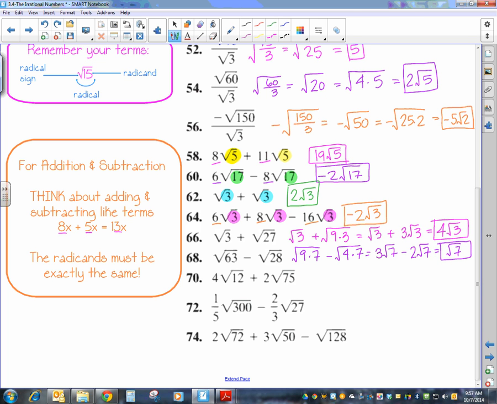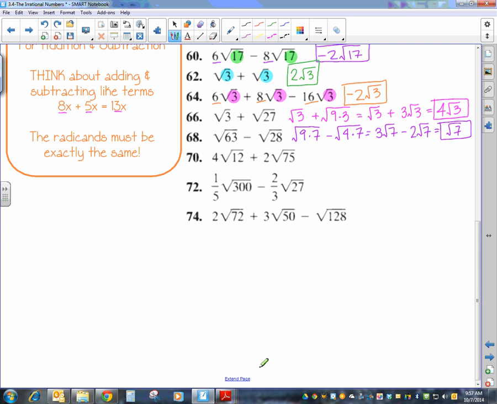Okay, 3 more. If you need to pause, if you're good, go on, and then we're going to be done. Okay? So, again, 4 square roots of 12. So, the 4 stays on the outside. 12 is 4 times 3 plus 2, and 75 is 25 times 3.